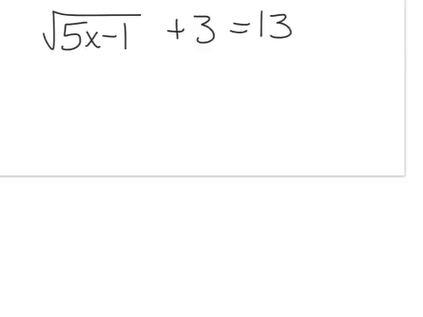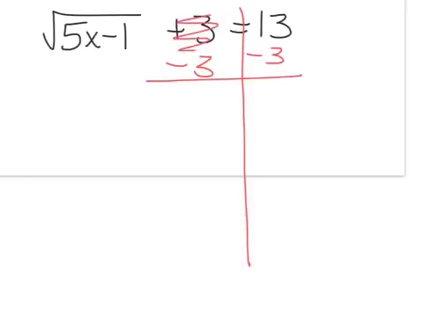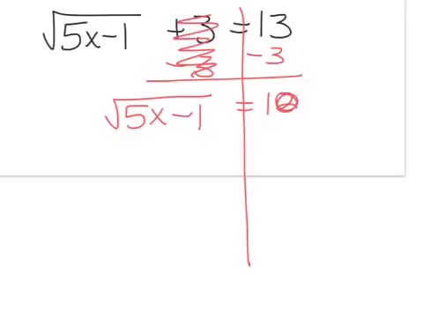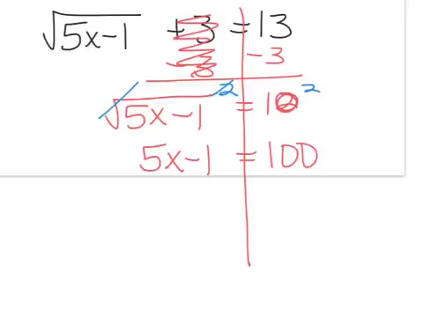Alright, last example. Again, step 1 is to isolate the radical, or the square root. So I'm going to subtract 3 from both sides, leaving me with the square root of 5x minus 1 on the left and 10 on the right. Step 2 is to undo the radical by squaring both sides. When I square a square root, it just gets rid of it, and I'm left with just what's underneath, 5x minus 1. 10 squared, 10 times 10 is 100.